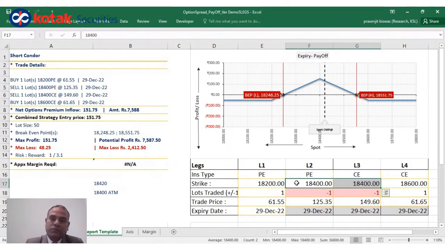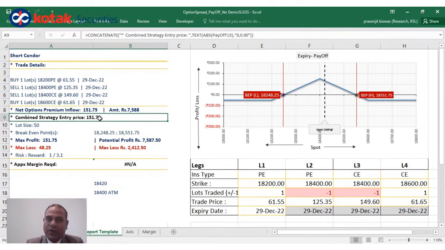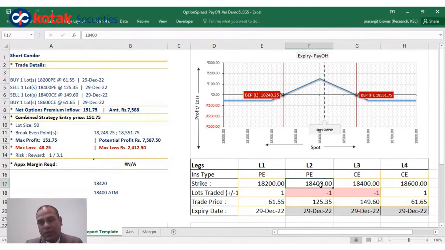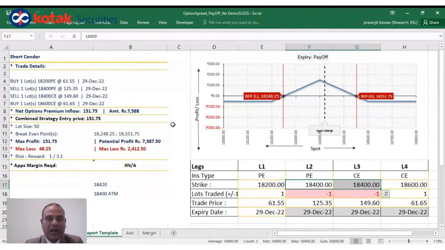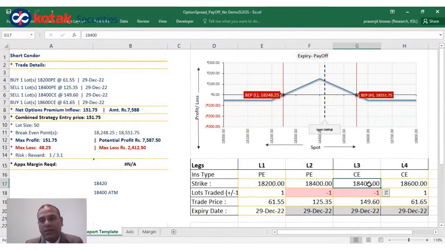So, yahan pe break-even points kaise aate hain? Break-even points bahut simple hai. Aap jo premium receive kar rahe hain, jaise yahan pe you are receiving 150, this is the opposite, jo pehle aap de rahe the, abhi kyunki short kiya hai, to you are receiving. So, this 150 rupees प्लस योर दिस सेंट्रल स्ट्राइक प्राइस, ये नीचे का ब्रेक इवन हो जाएगा। सो नीचे का ब्रेक इवन देखिए 18,248. सिमिलरली द अपर ब्रेक इवन पॉइंट विल बी दिस पर्टिकुलर स्ट्राइक प्राइस प्लस द प्रीमियम दैट यू हैव रिसीव्ड.